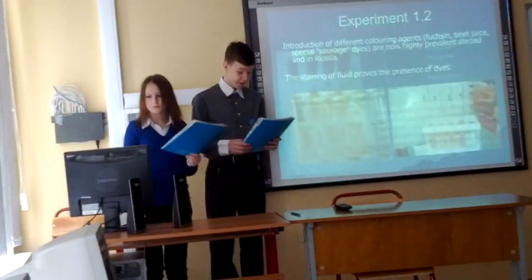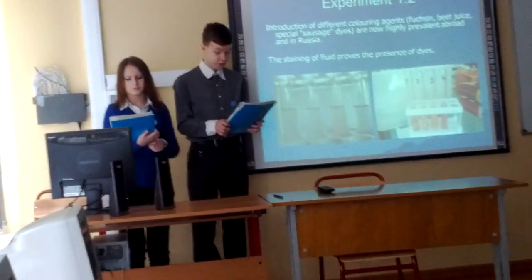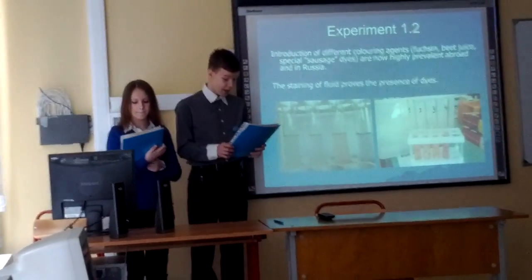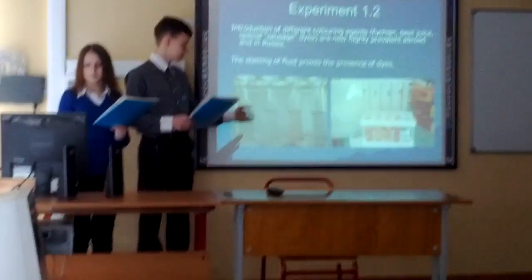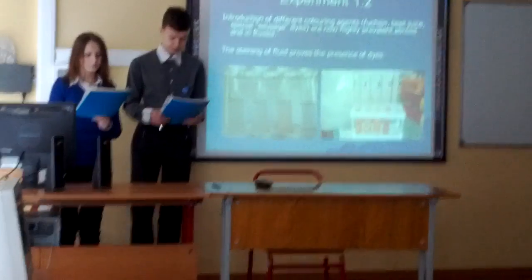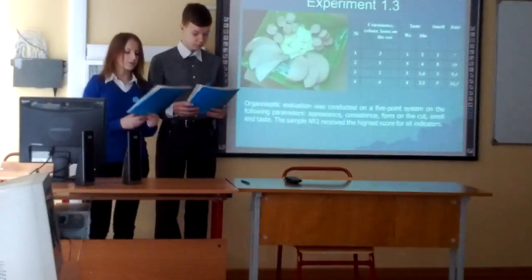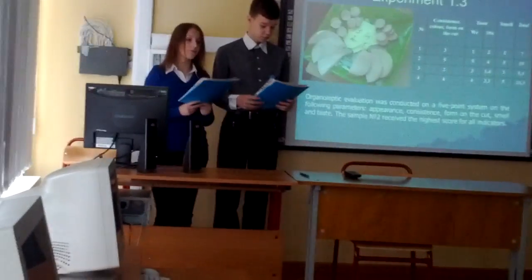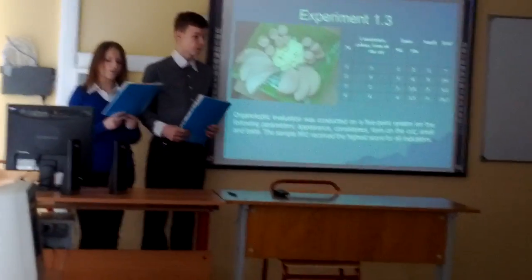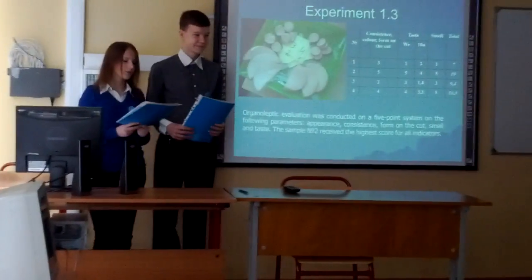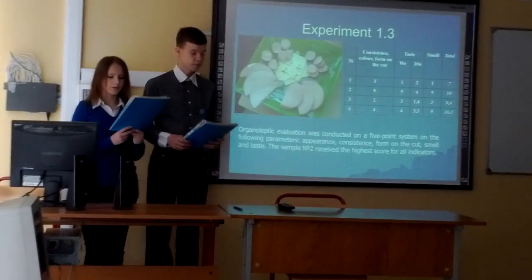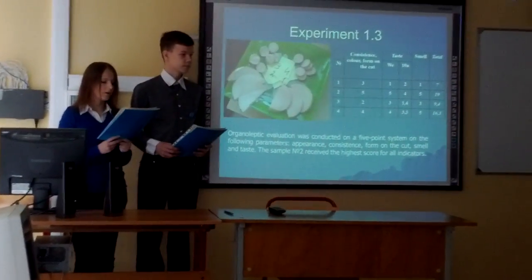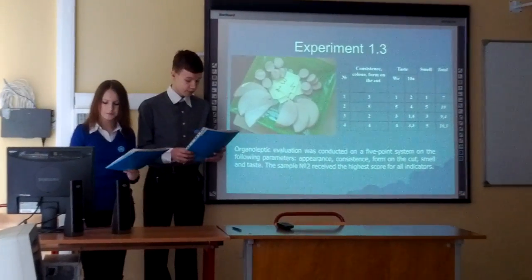In our second experiment, we added some alcohol to check for coloring agents. As you can see, the third tube turned pink and the fourth one purple. Organoleptic evaluation was conducted on the 5-point system on the following parameters: appearance, consistency, form on the cut, smell and taste. Sample number 2 received the highest score for all indicators.